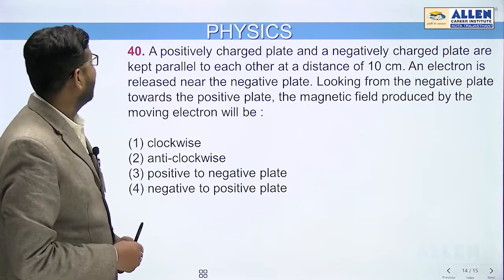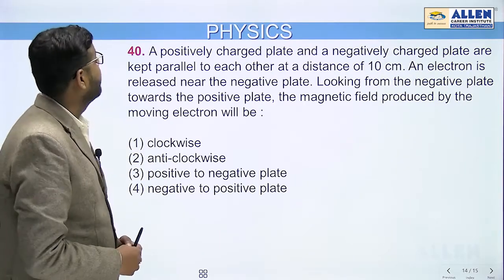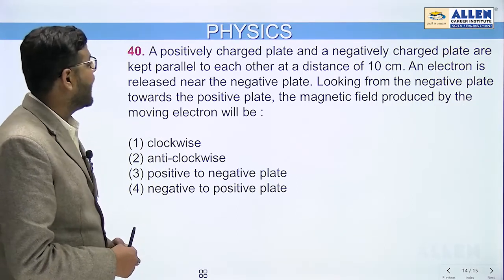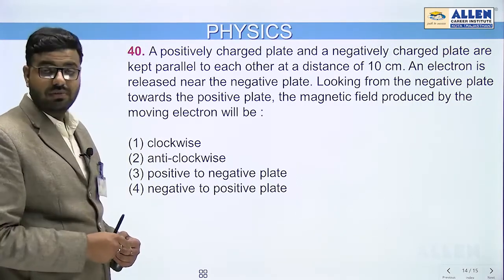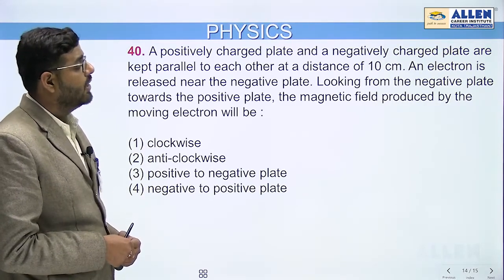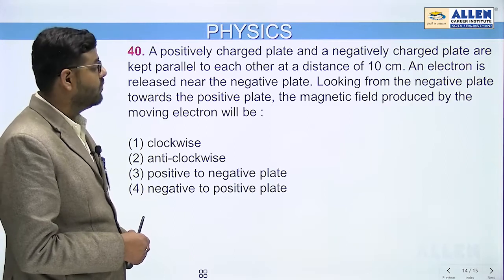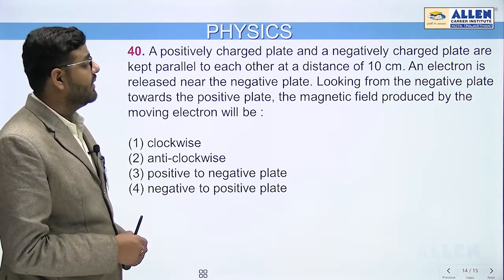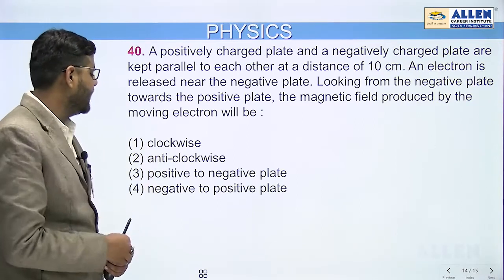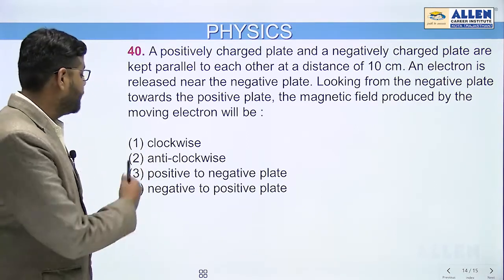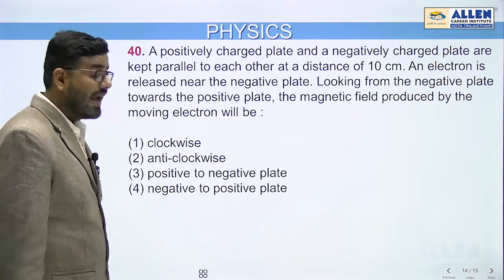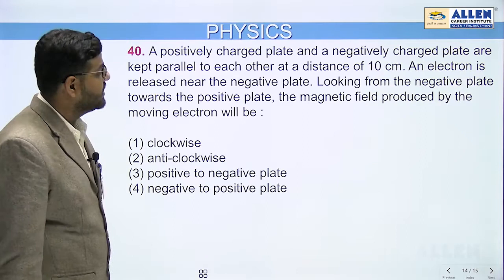Now let us see the next question, that is the last question, 40. A positively charged plate and a negatively charged plate are kept parallel to each other at a distance of 10 centimeter. An electron is released near the negative plate. Looking from the negative plate towards the positive plate, the magnetic field produced by the moving electron will be. So we have 4 options here. Option 1 clockwise, option 2 anti-clockwise, option 3 positive to negative plate, and option 4 negative to positive plate.